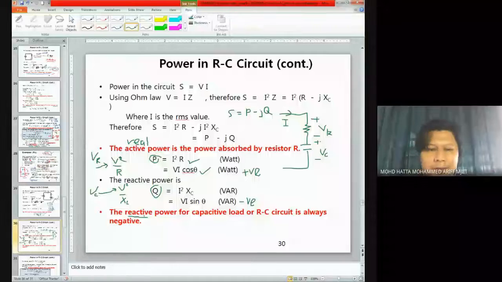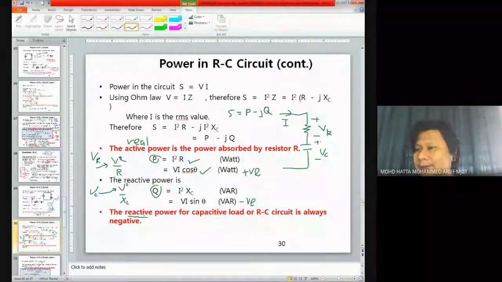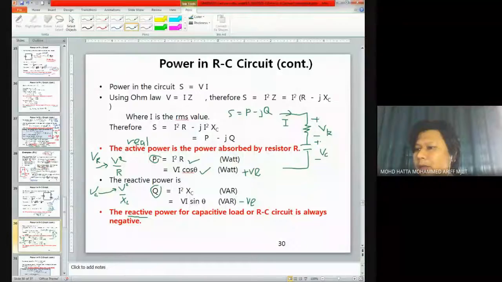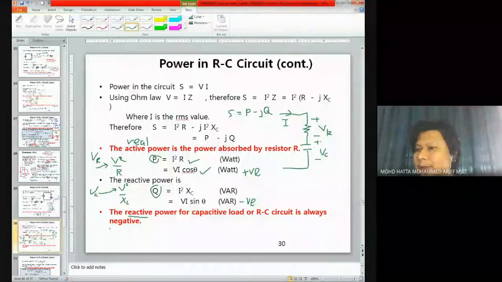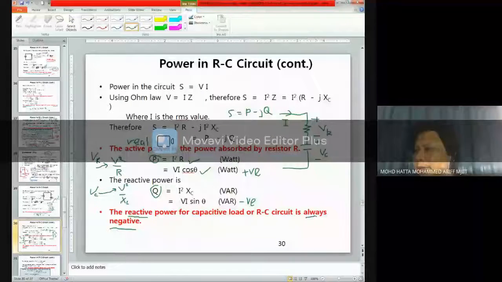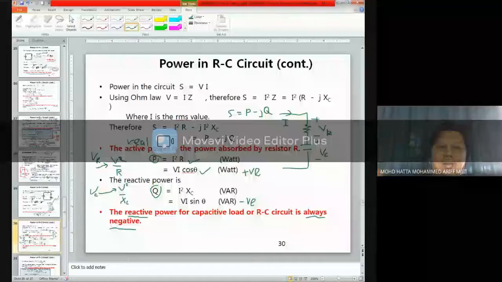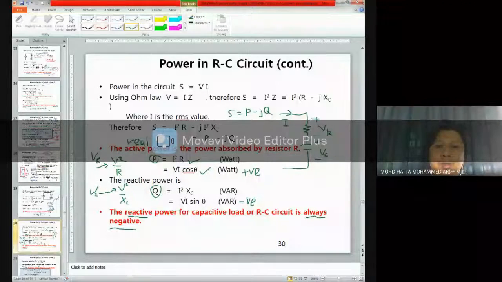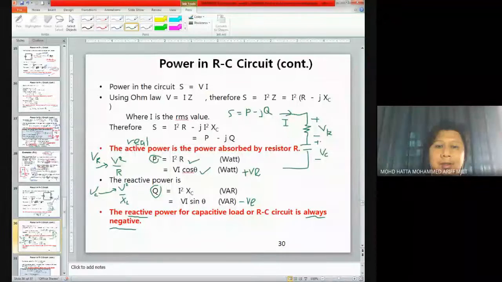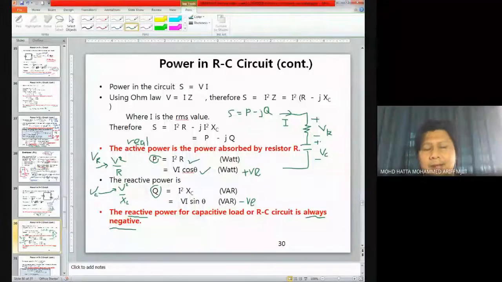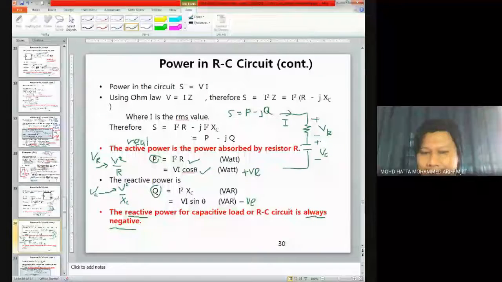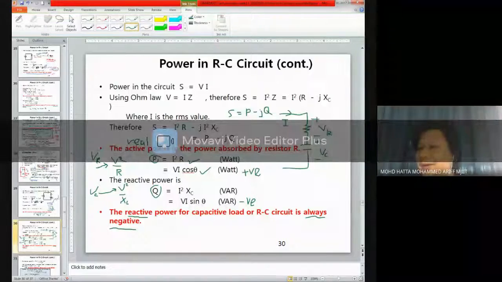For reactive power, it's a reactive power, VAR. And the reactive power of capacitive circuit here is very important. It's always negative. So you need to be aware that if you have a capacitive circuit, or a capacitive characteristic load inside your circuit, your reactive power should be a negative value.